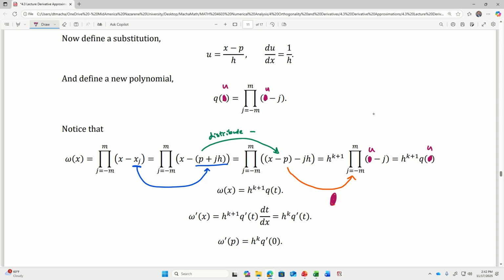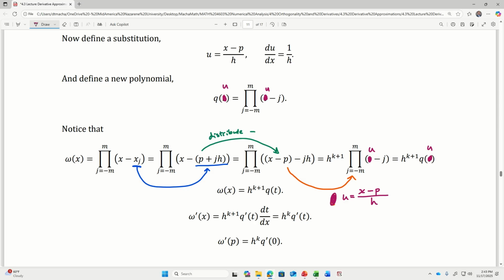All right, I bet this makes more sense, right? What we're doing is that substitution. We're saying that u is equal to x minus p divided by h. And so what we're doing in this orange step is we are factoring out all of the h's. In this product, there's k plus 1 factors. So if I divide all of those k plus 1 factors by h, I'm going to get h to the power k plus 1. And then whenever I divide x minus p divided by h, I'm going to get the u. And when I divide jh divided by h, I get a j.